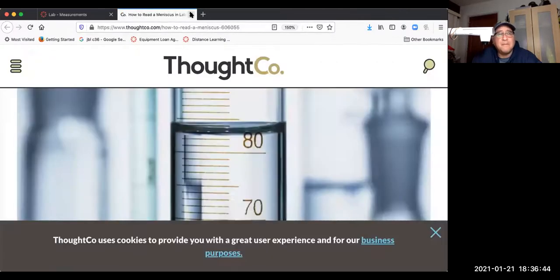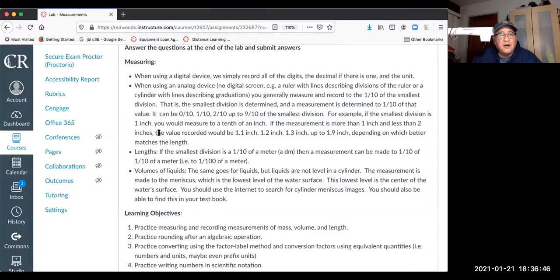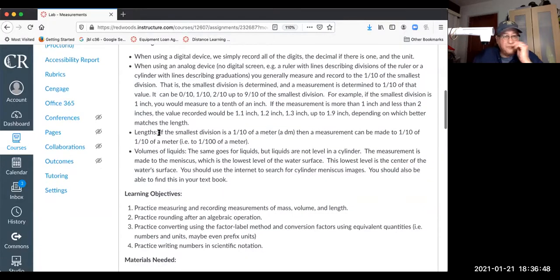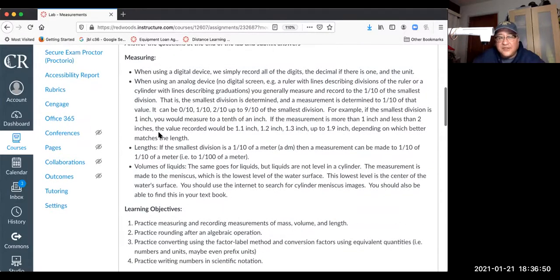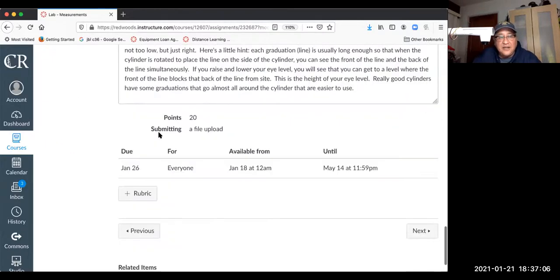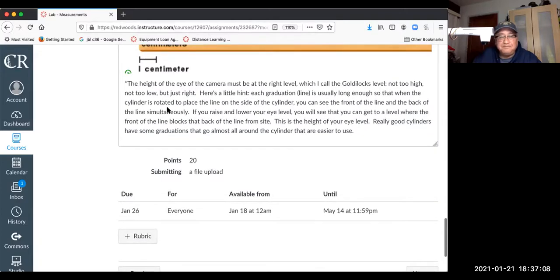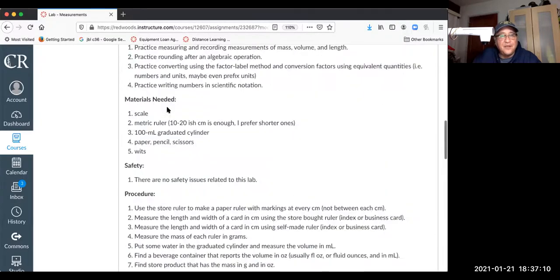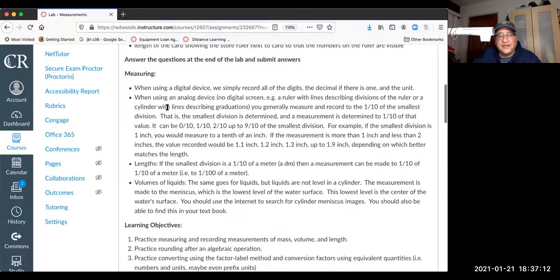All right. So right here where it says measuring, what I've just spoken about is basically what's written here, except for the adjusting of the graduated cylinder and the eye height. That's not here. That's actually down here at the bottom. Okay, so that's how you measure things.